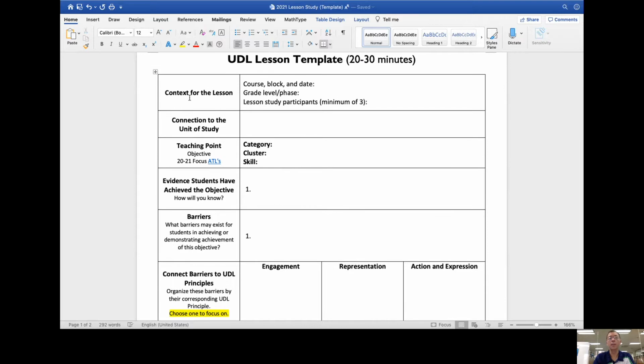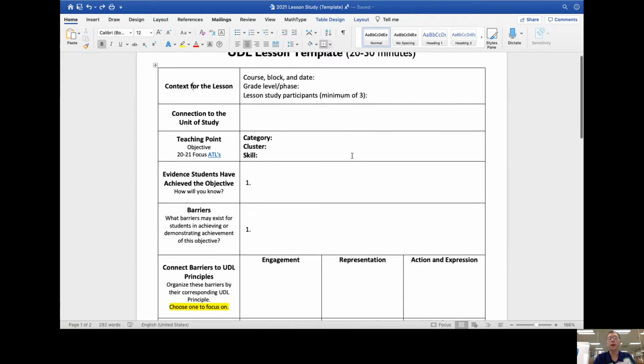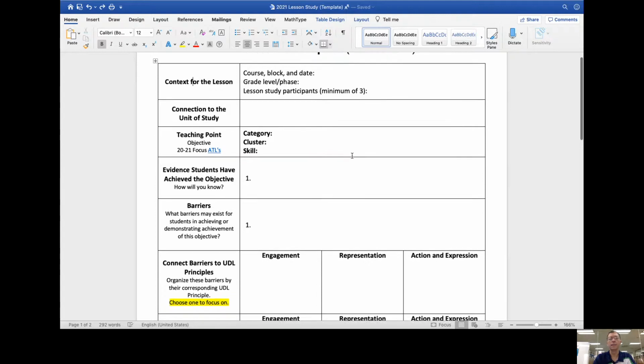This part, hopefully you've come in to this session thinking about this. Which course, what block, what day are you going to actually be teaching this lesson? Because the idea is for you to actually teach this lesson next week and have it part of your first week with students. Make sure you've identified the grade level and the phase. Now, this is an individual activity, even though you're going to get some feedback and have a chance to reflect with your department. But when we do it with the lesson study, you'll do it with a minimum of 3 people. And it can work up to 5 or 6.